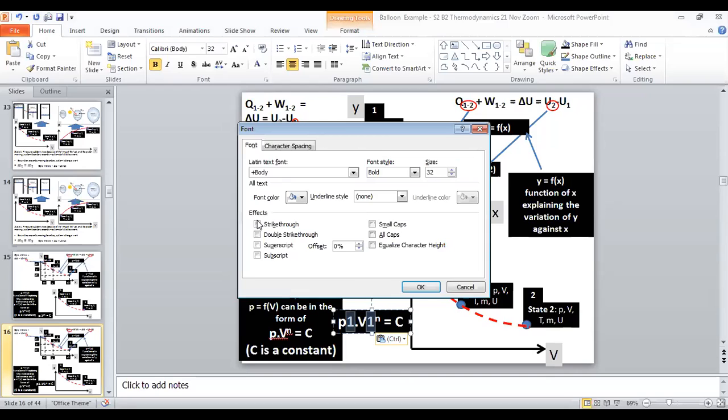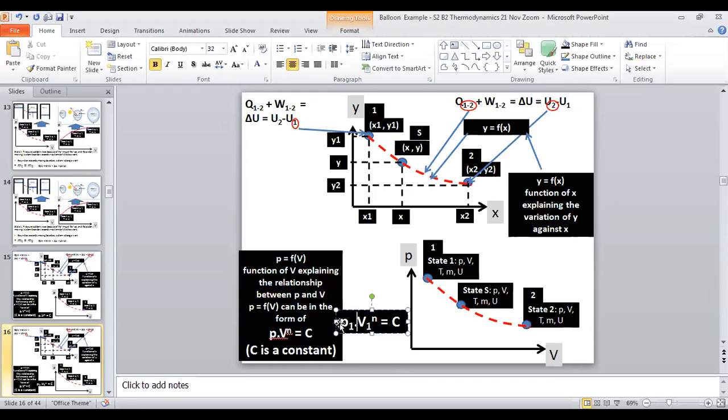For state 1, so I will write it as subscript, because PV to the power n is C, that's why. So P2, sorry, for state 2 also this applies. P2 V2 to the power n is C.